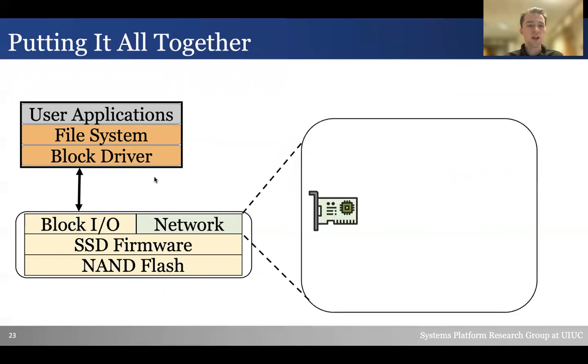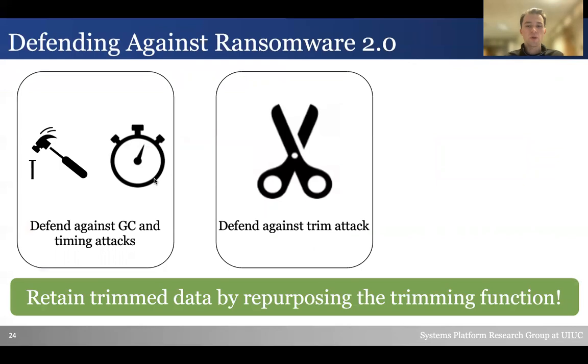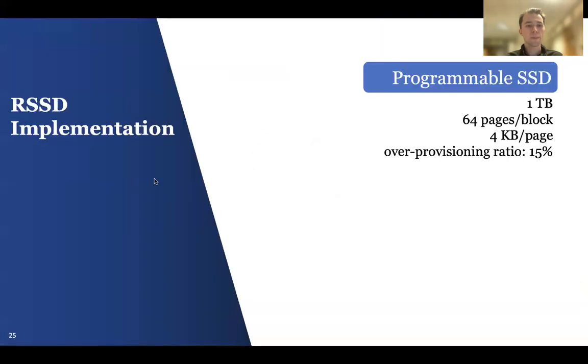In the background, we use the network and idle cycles to transfer this data in time order to the remote cloud. To see how RSSD defends against Ransomware 2.0, we review the attacks we first proposed. To defend against the GC and timing attacks, we can leverage the retained data either locally or in the remote server to recover the data that has been removed by GC. For the trim attack, by changing the functionality of the trim command, we retain the victim data while giving the system the appearance that it succeeds. Finally, since we enable zero data loss recovery and trusted post-attack analysis, we successfully defend against future attacks as well.